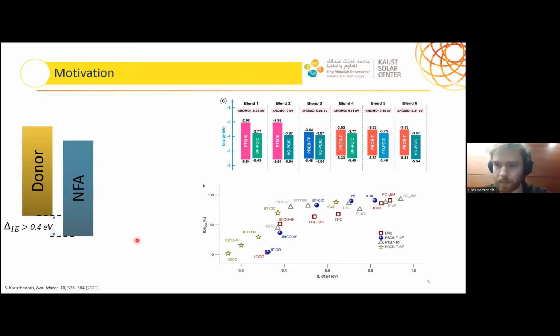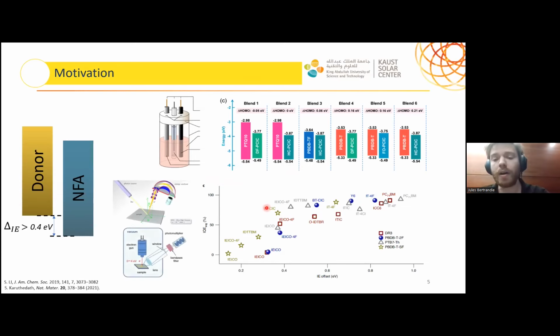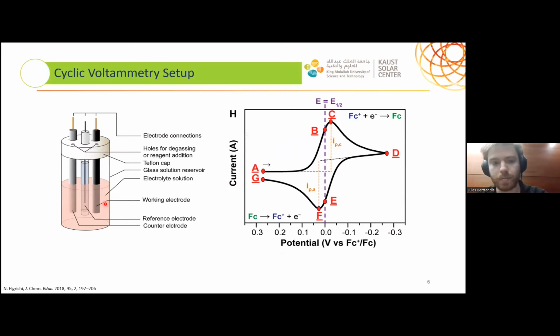So we decided to dig a bit more into this, and if you look a bit closer at those two papers, you see that in this paper they are using cyclic voltammetry to determine their energetics, whereas in this paper they are using photoelectron spectroscopy. So we decided to determine whether it is the method, and if it is, what should we do? Let me first introduce those two methods.